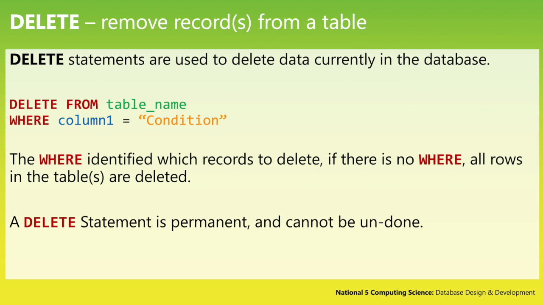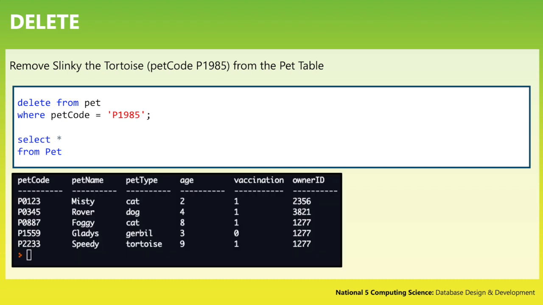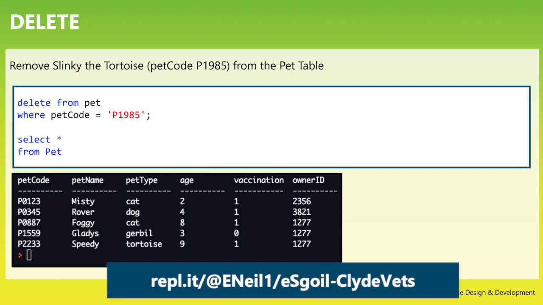Let's have a look at an example. Remove Slinky the Tortoise, pet code P1985, from the pet table. So we're deleting from the pet table where the pet code is equal to P1985. Again, we're including our semicolon and then we're going to run a select all query. And you will see here, looking at the results, that Slinky the Tortoise no longer exists within our pet database. Head over to the REPL database and try out this query now.